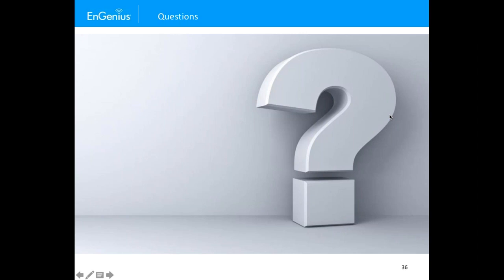We got questions on how they can have access to the slide deck. You can have access to the slide deck if you email partners at ingeniustech.com, and we will be happy to send you the slide deck. You can also have a recording if you're a registered partner in the partner program, partner portal as well. But thank you. That's a good question.